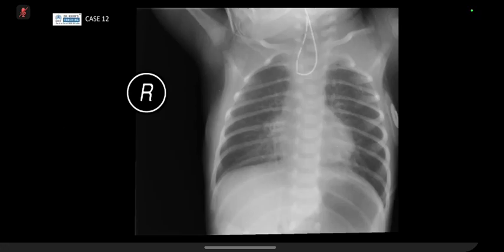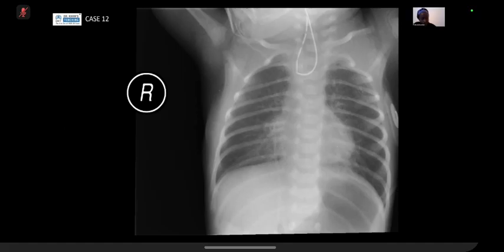I see there is gas in the stomach bubble. So I'm going with tracheoesophageal fistula. Tracheoesophageal fistula. I think this is type C, with the proximal esophageal atresia and distal tracheoesophageal fistula.